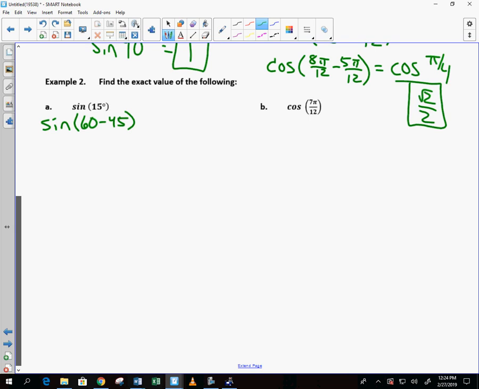How do I expand this? I get the sine of what? 60 times cosine of 45, plus or minus cosine of 60 sine of 45.